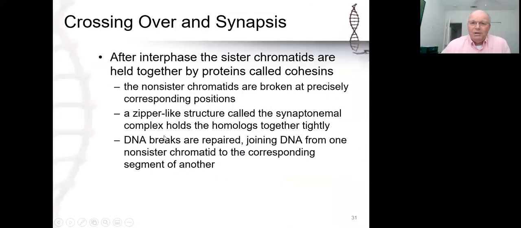So let's talk about what happens when the non-sister chromatids actually link up. The synaptonemal complexes or the chiasmata. It actually turns out to be a whole lot more interesting than that. The proteins that are involved in holding them together are called cohesins. And it just creates a cohesive link between the two non-sister chromatids.